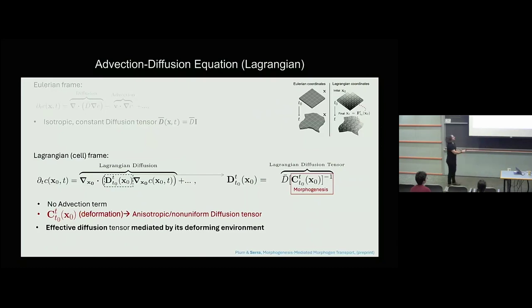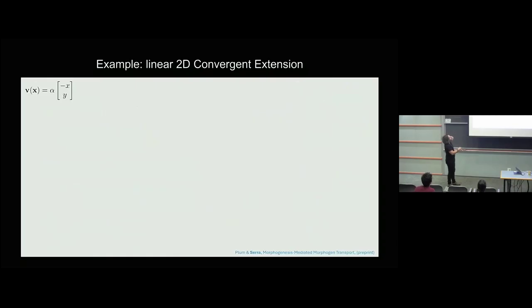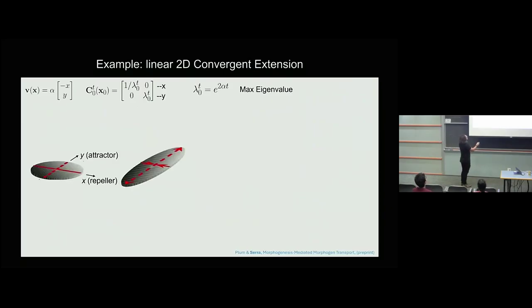Okay, how do we basically interpret this expression? Let's consider a linear 2D convergent extension. I compress in X, I expand in Y. I can compute trajectories and Cauchy-Green. And you see immediately that the Y direction expands by a value lambda, the eigenvalue of Cauchy-Green, which has this form. And the X direction is compressed by 1 over lambda.